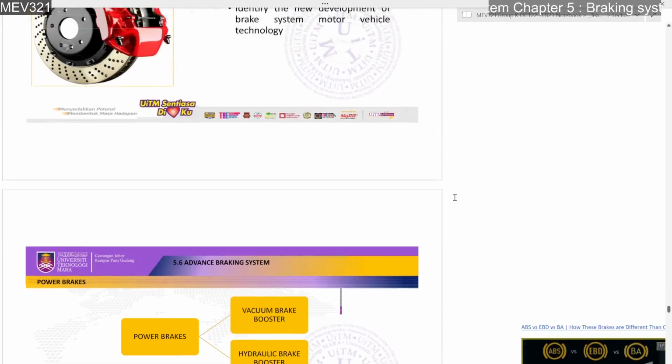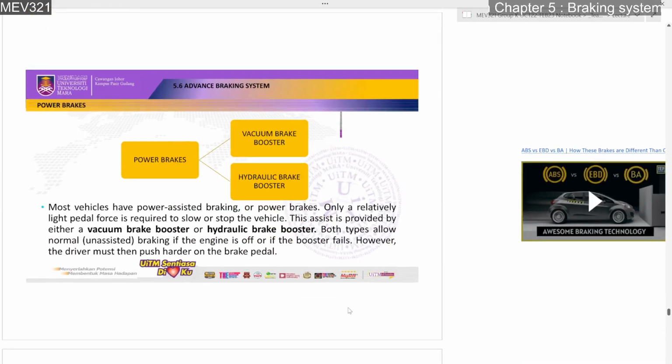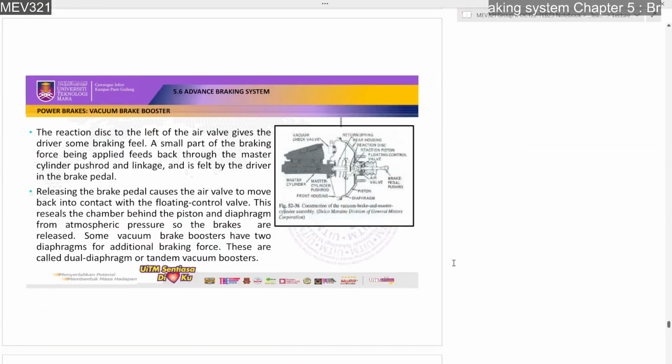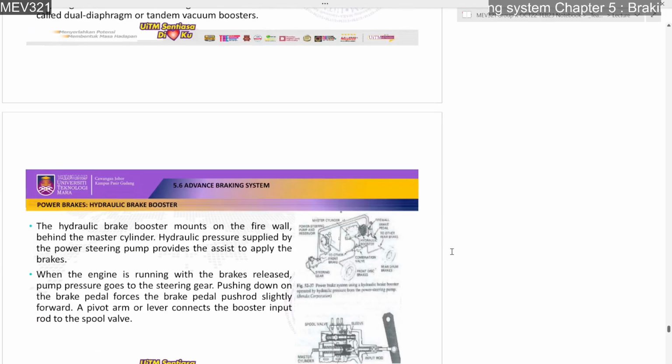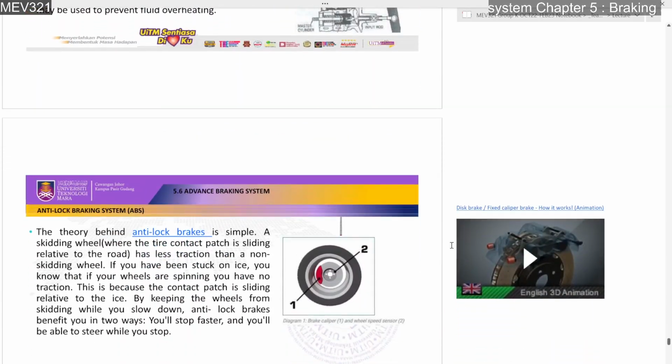Dan last subtopic kita cerita pasal advanced braking system. Jadi banyak dah sekarang ni. Mungkin ada yang tak cover dalam kita punya syllabus. Dalam ni dia cerita pasal vacuum brake booster, hydraulic brake booster, dan ada sikit pasal ABS. Sebenarnya selepas tu lagi banyak dah kita punya sistem.